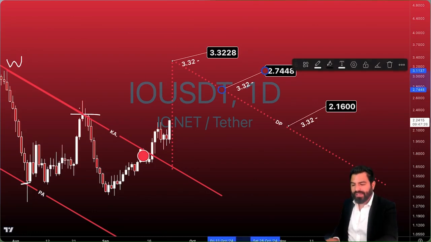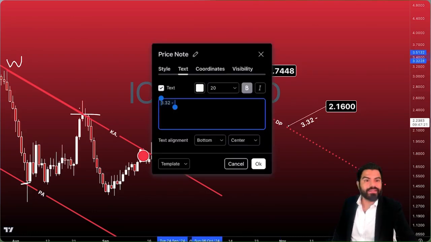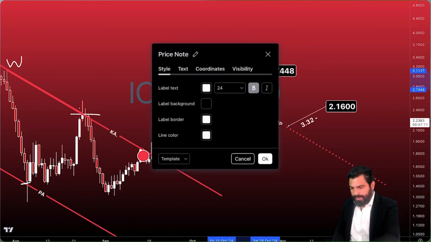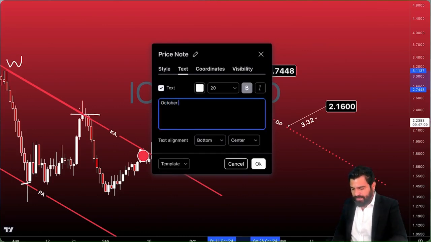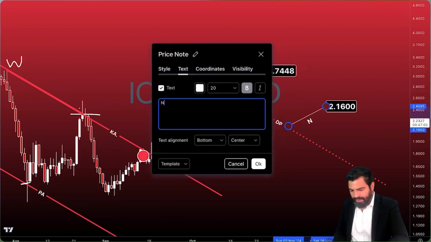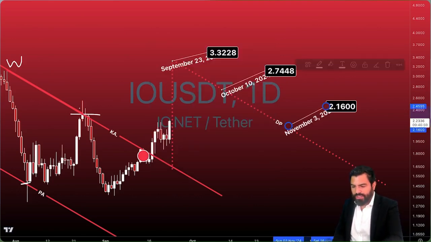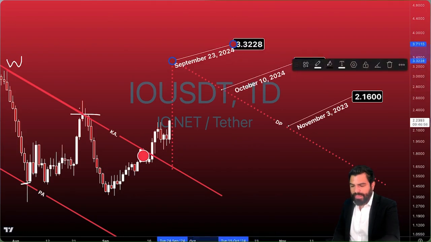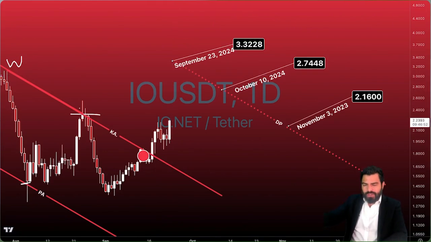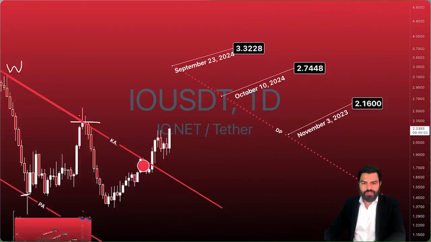So depending on time, what's today's date? I'll just put these as examples for you guys to remember. September 23rd, 2024. October 10th, 2024. November 3rd, 2024. Just to help you remember that you're looking at price, it's dynamic. It's not just one price. And this is why we do not trade on price alone. We never just trade on price alone.